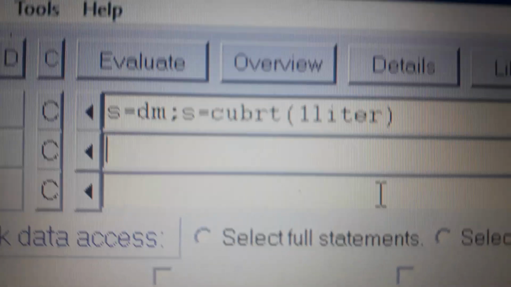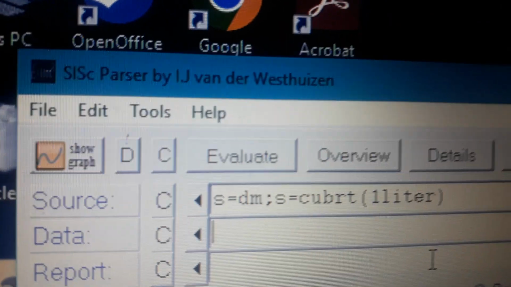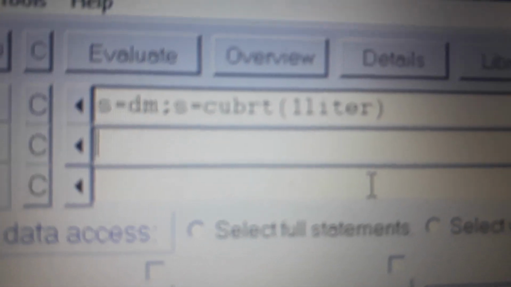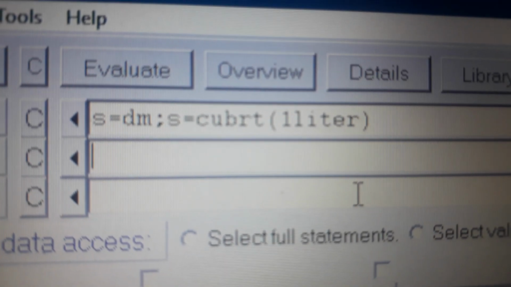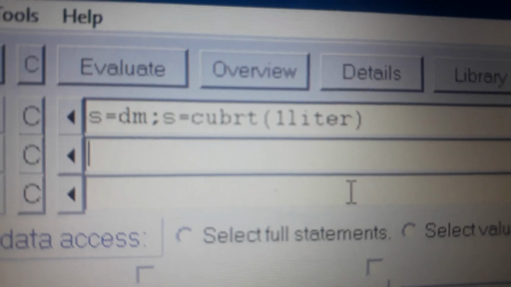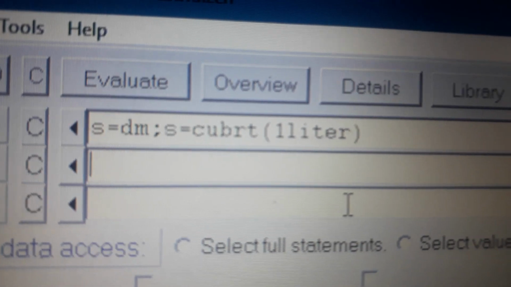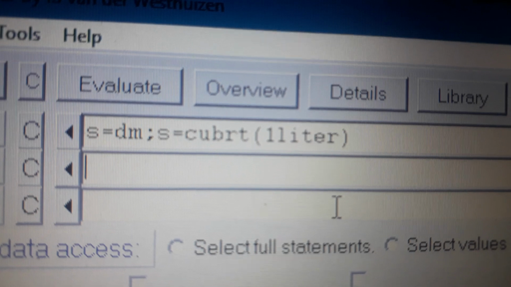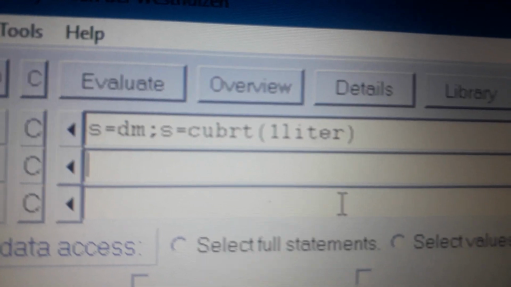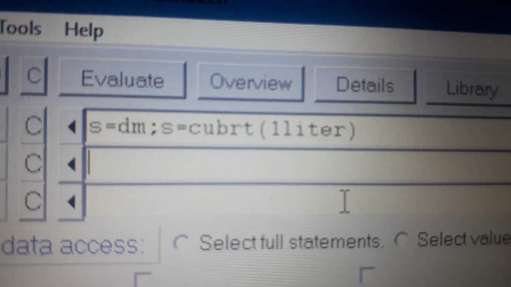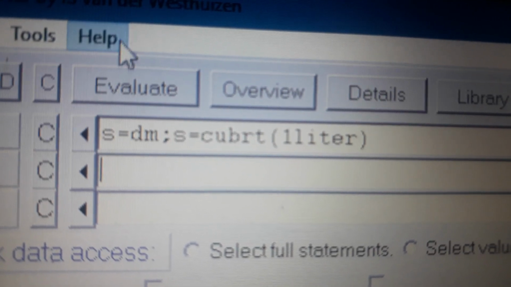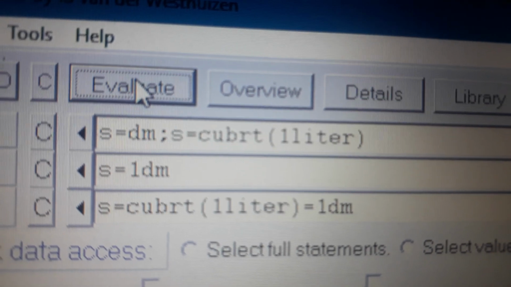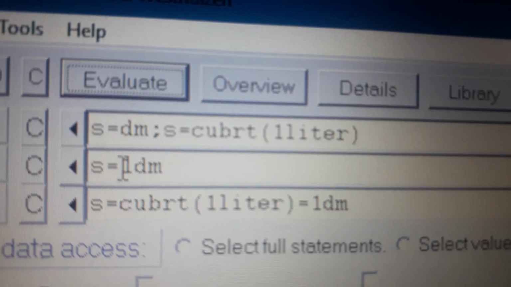Okay, what we have here is the Scientific Parser by me. We have in the source line S equals decimeter, then a new formula S equals the cube root of 1 liter. That liter can be L, either a lowercase l or an uppercase L. Let's evaluate it. You will get 1 decimeter.